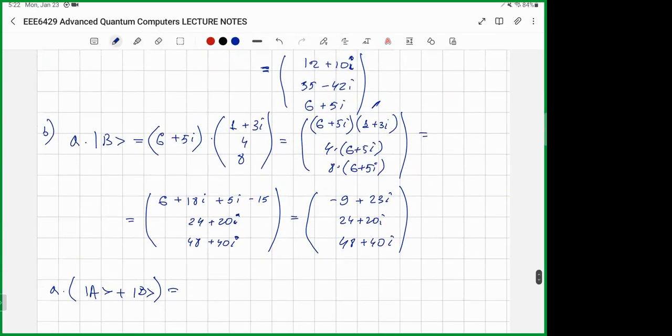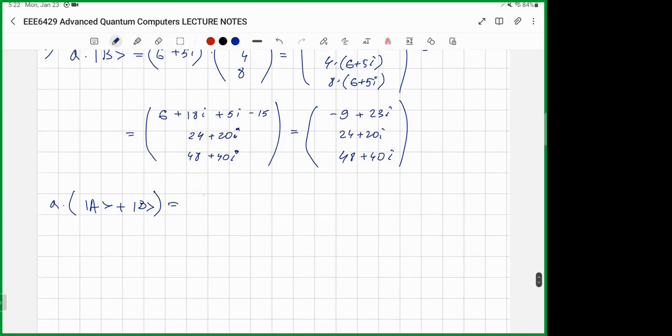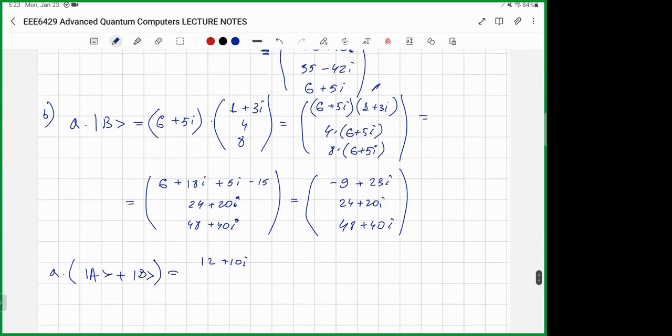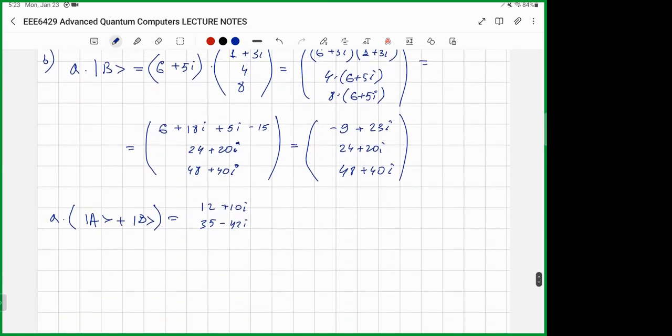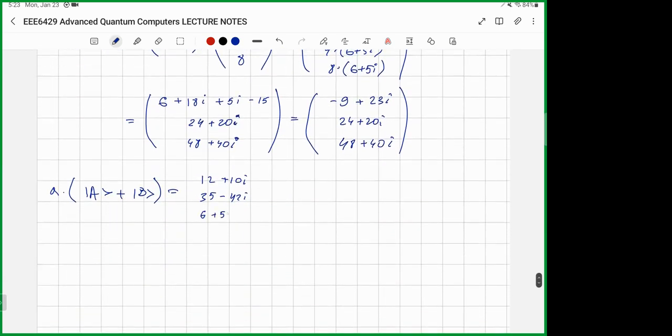Okay. So we have 12 plus 10i, 35 minus 42i, 6 plus 5i, and plus the second vector, which is minus 9 plus 23i, 24 plus 20i, 48 plus 40i.